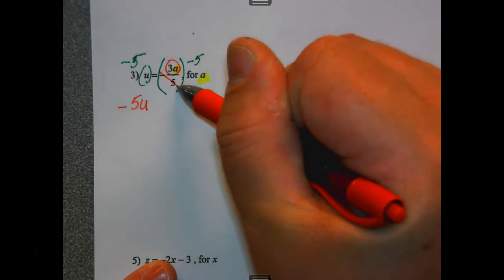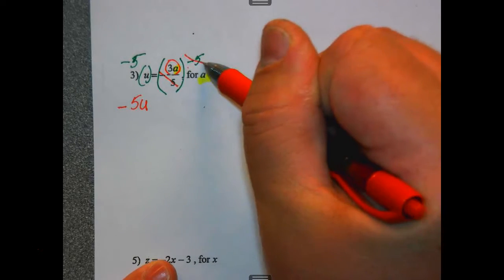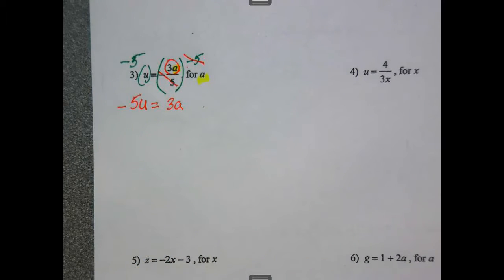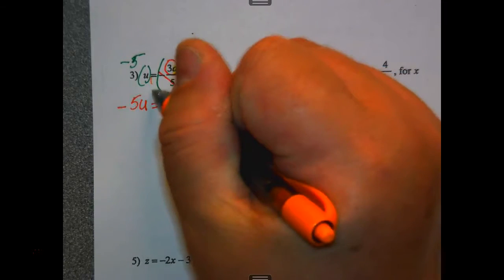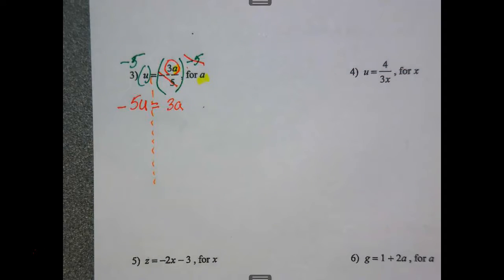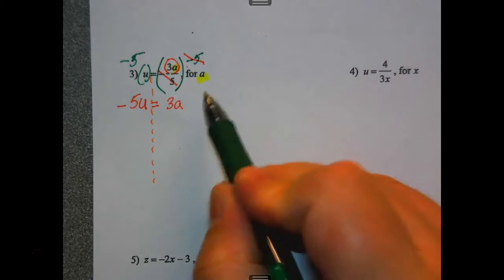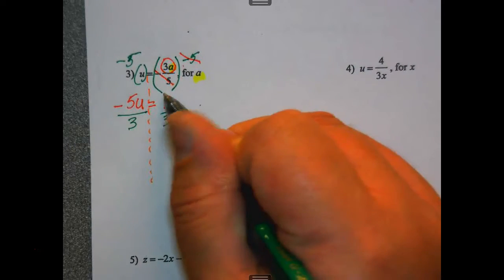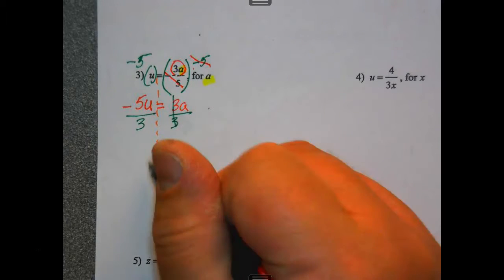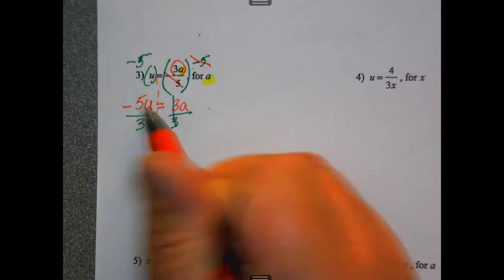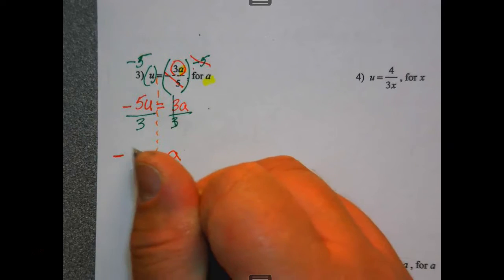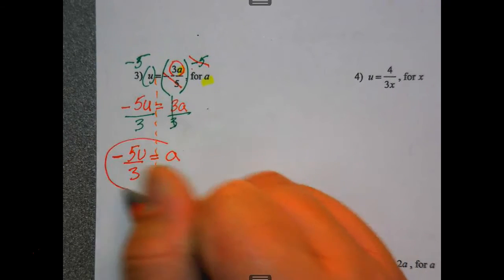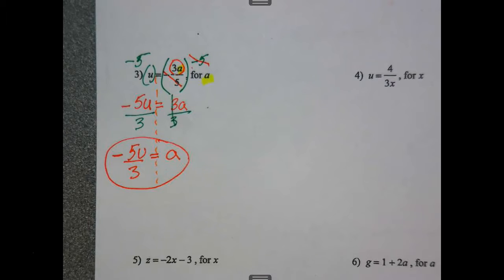But this negative 5 cancels with this negative 5. And I end up with 3a. And I need to get the a by itself. So I'm going to divide by the coefficient 3. My 3's cancel, and I get my a by itself. And I get this whole big mess over here: negative 5u divided by 3. That's my answer.